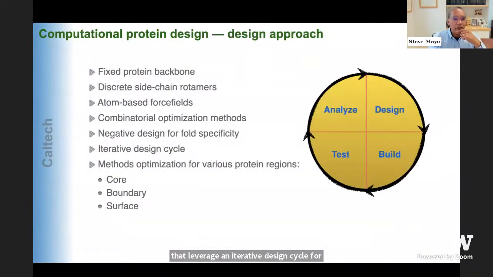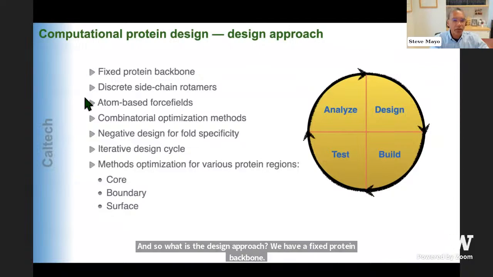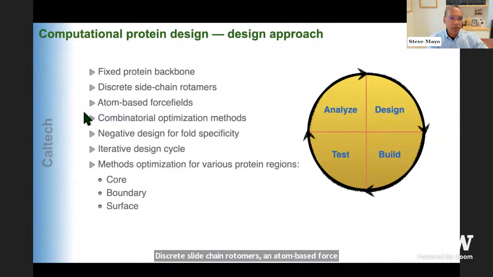Okay, and so what is the design approach? We have a fixed protein backbone, discrete sidechain rotamers, an atom-based force field, combinatorial optimization methods like dead-end elimination or Monte Carlo, and a negative design to help enforce fold specificity. And then, of course, we want to be able to iterate our designs and learn from this: a design, build, test, analyze cycle on how to modify our procedures so that we can actually get better designs.